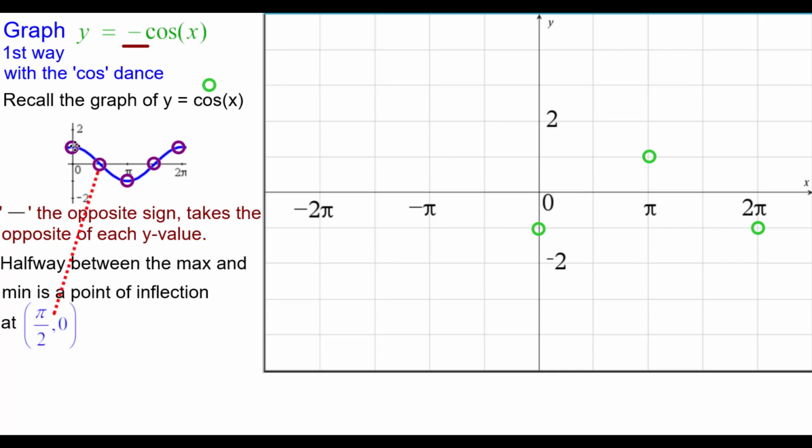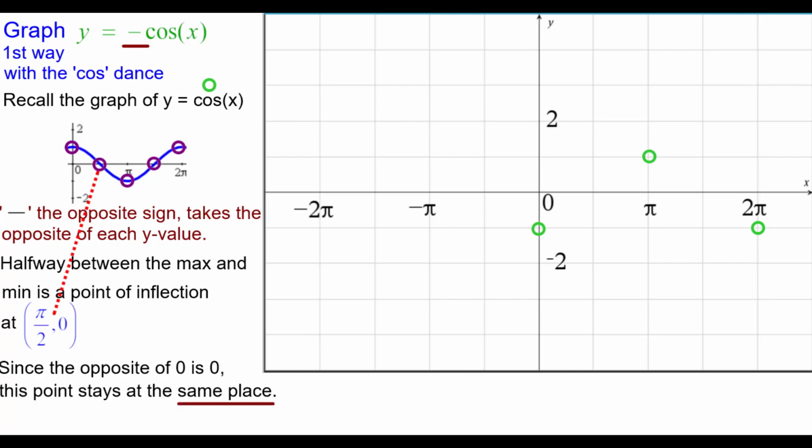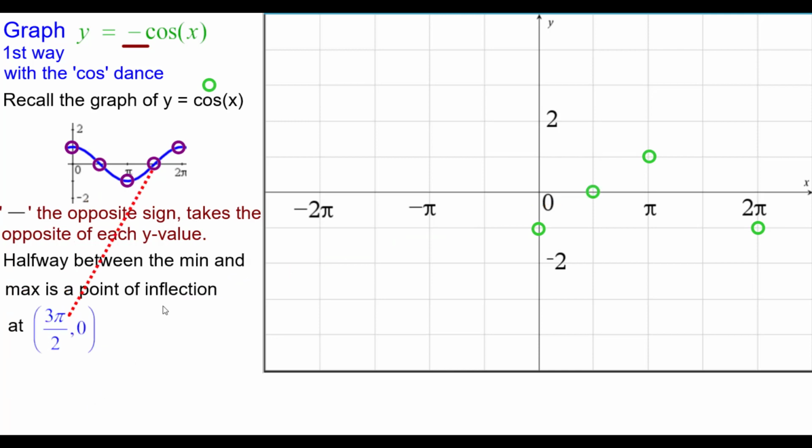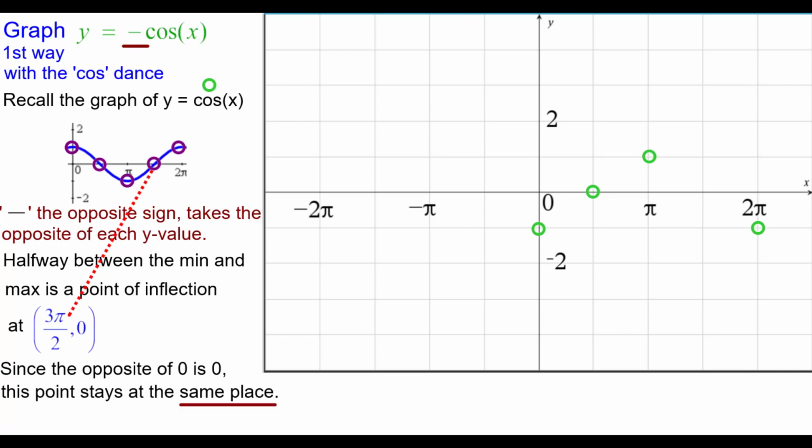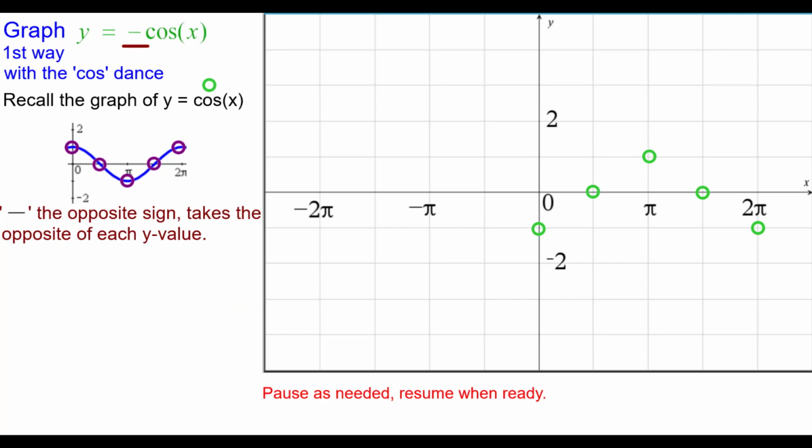Halfway between the max and the min is a point of inflection at pi over 2, 0. Since the opposite of 0 is 0, that point stays in the same place, pi over 2, 0. And halfway between this min and max is another point of inflection, and the opposite of 0 is again the same, 0, so that point will stay at 3 pi over 2, 0. Pause as needed.